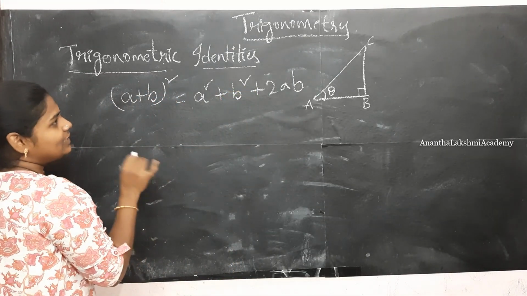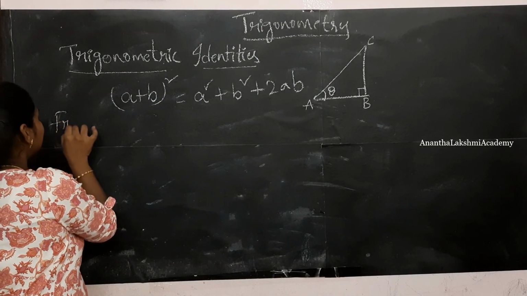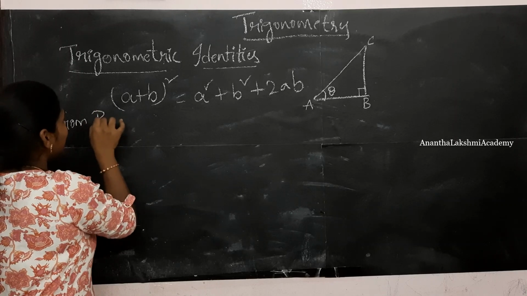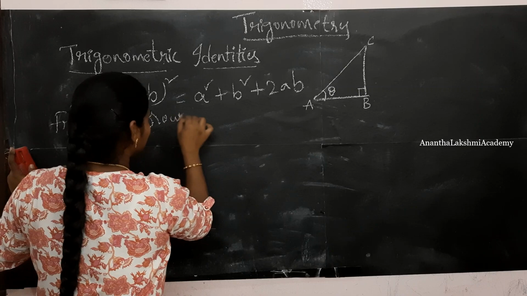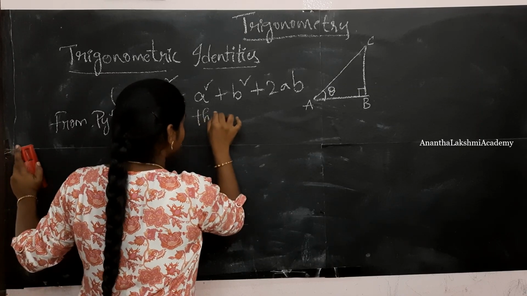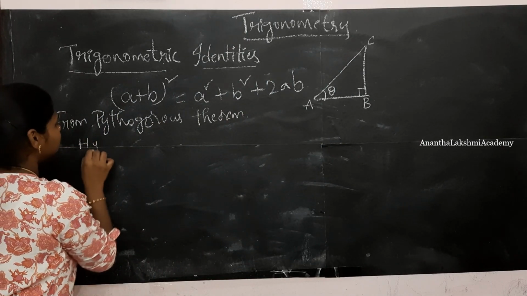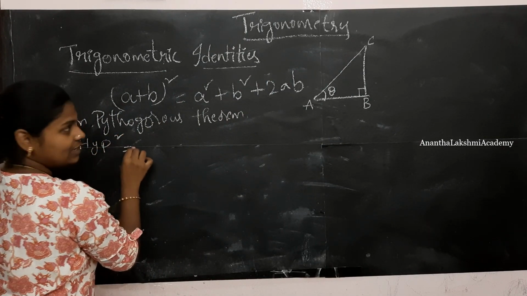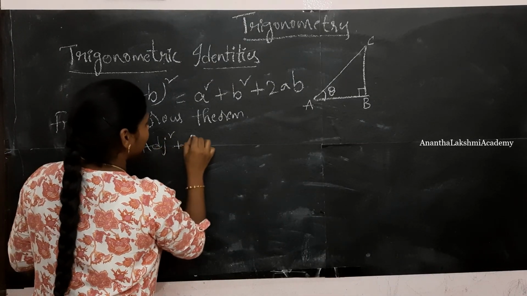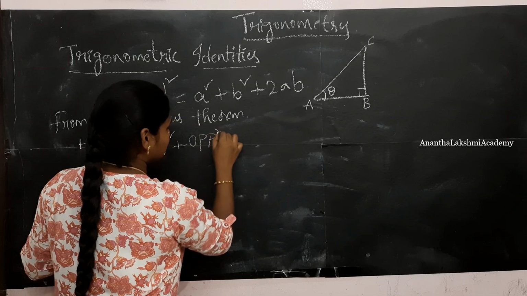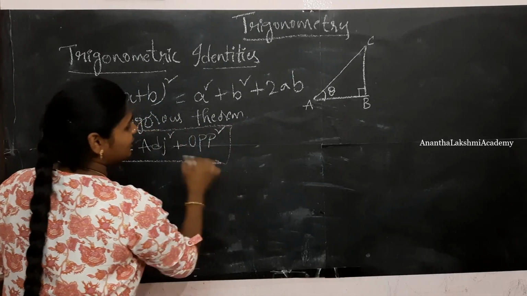What is the triangle? A right angle triangle. As per our famous mathematician and the Pythagoras theorem, what did Mr. Pythagoras say about the triangles, especially the right angle triangles? Hypotenuse square is equal to adjacent square plus opposite square. Okay, this is what we know from our Pythagoras theorem.